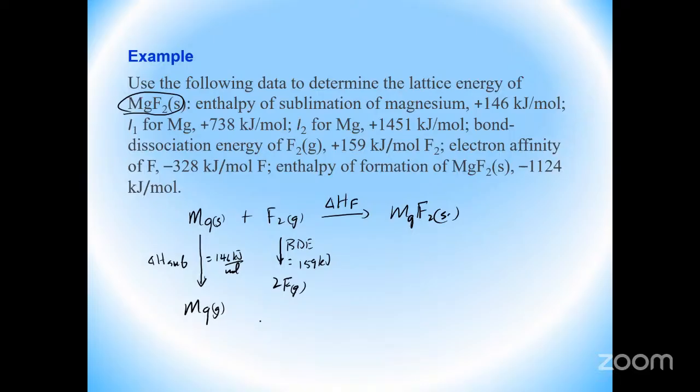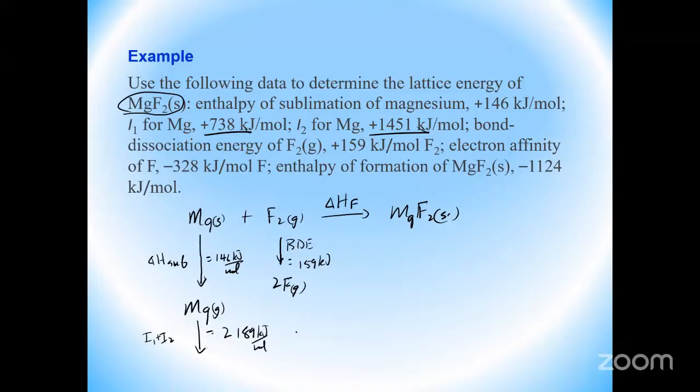And then the next step is the ionization of magnesium. Now, in the case of magnesium, it's going to lose 2 electrons. So you're going to have I1 plus I2, right? The first and second ionization energies. And those values are given here and here. So what I'm going to do is add those two together to see the total amount of energy needed to carry out that ionization. So that will be 738 plus 1451, and according to my calculation, that gives you 2,189 kilojoules per mole.